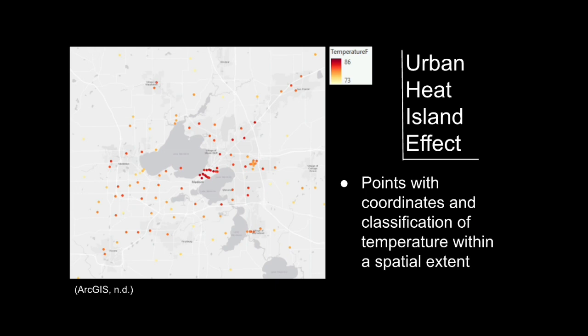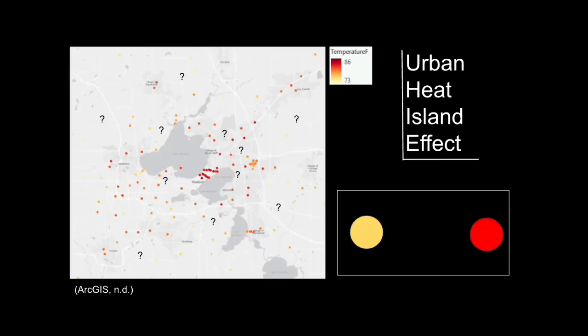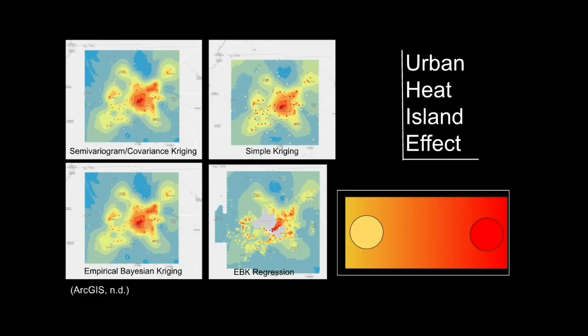So what we do is spatial interpolation. To put it in a nutshell, it's basically knowing what's the unknown. What is between those? Well, you use statistics to do that. And these statistics are rendered by computer software. And what this output does is produce a heat map like this.